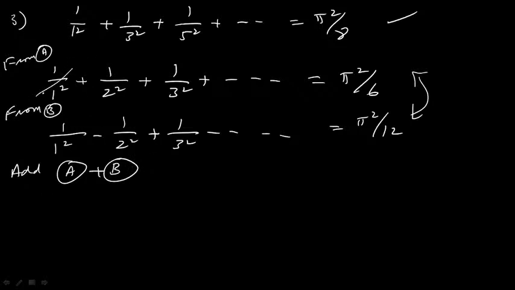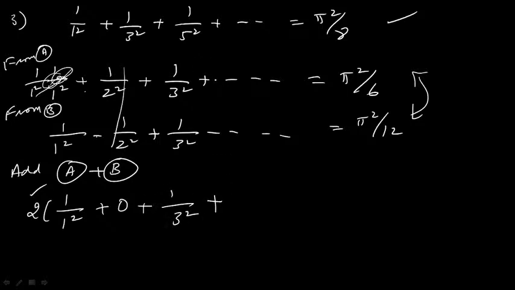The first term is not cancelled: 1 by 1 square. You get twice 1 by 1 square, because both are positive terms. The second term is cancelled because of plus and minus, so you put 0. Third term, what do you get? Here plus the same term, so I take 2 outside: 1 by 3 square. What is your next term? Plus 1 by 4 square here, and minus 1 by 4 square in the other series, so this term is cancelled. 0.